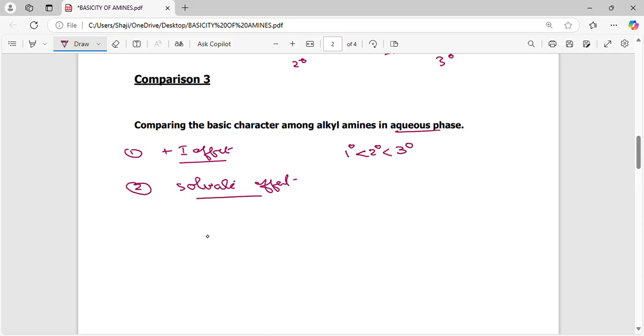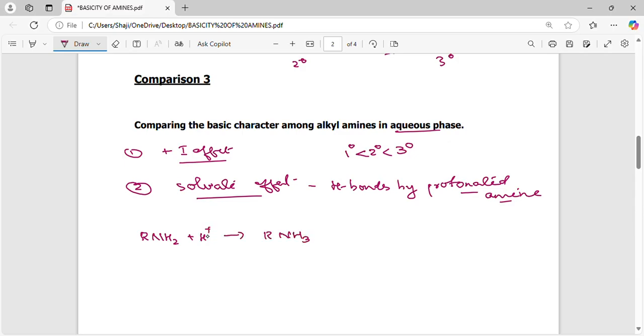So what is solvate effect? It is the ability to form hydrogen bonds by protonated amine. How much ability the protonated amine has to form the hydrogen bonds, that effect is called the solvate effect. So what is protonated amine? I'll tell you. If I take a primary amine which is RNH2, when it reacts with the proton, we get RNH3 plus. This is the primary protonated amine. So protonated amine means when an amine reacts with the proton, the resulting product.